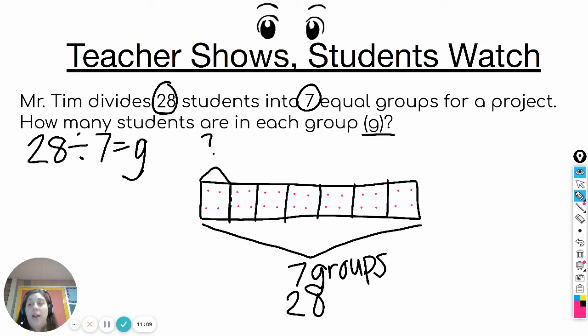Now let's figure out how many dots ended up in each group. Well, if I look at just this one group, I have 1, 2, 3, 4. And if you look at all my other groups, I have 4 dots in every group, which means 28 divided by 7 equals 4. Okay, let's go ahead and have you try one with me.